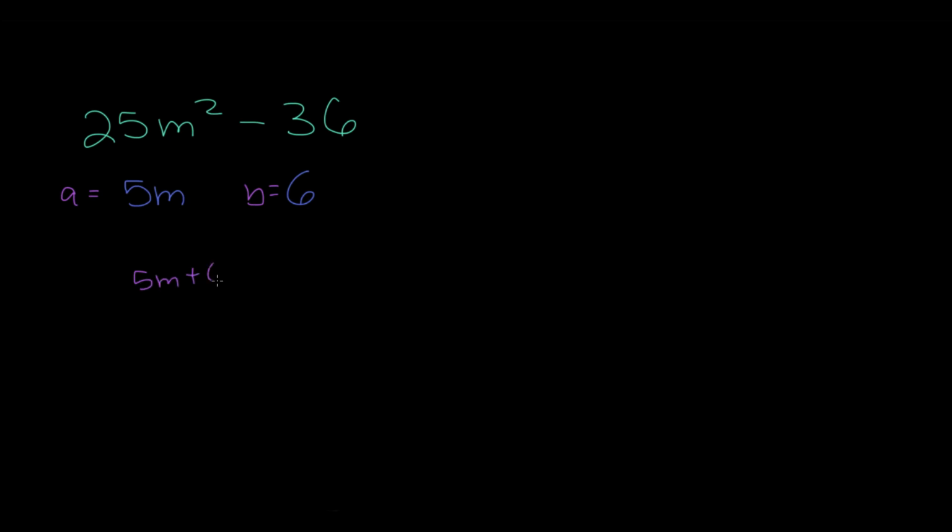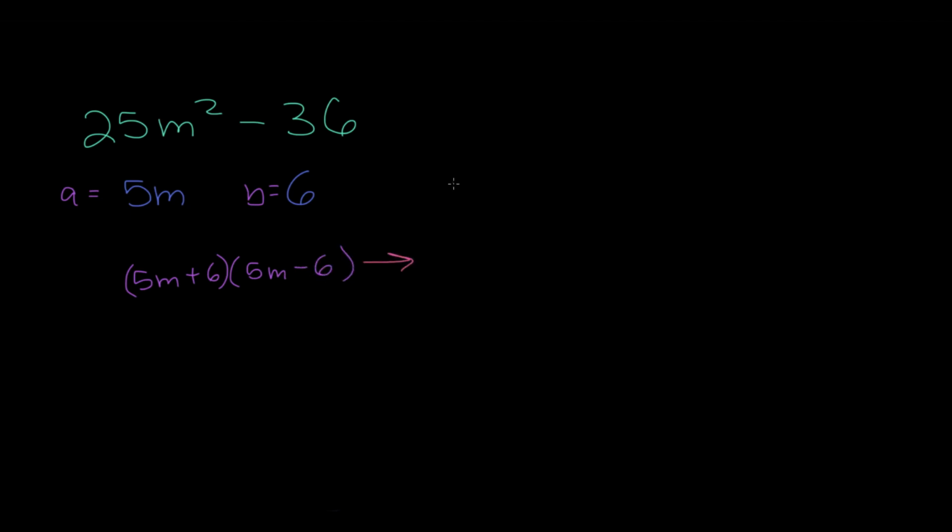Let's try one last problem. Say we have 25m squared minus 36. So we would first square root both of our items. The square root of 25m squared would be just 5m, and the square root of 36 is 6. And so our a value is equal to 5m and our b value is equal to 6. So remember, difference of squares is a plus b times a minus b. So that would be 5m plus 6 times 5m minus 6. And that should be our answer.